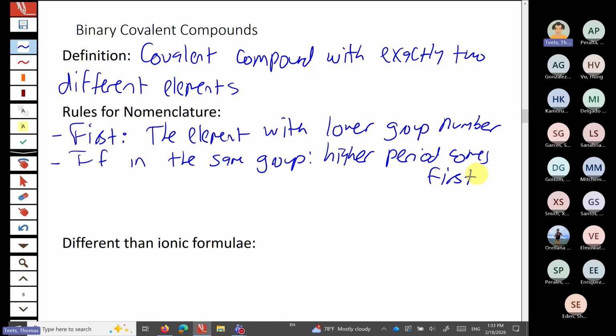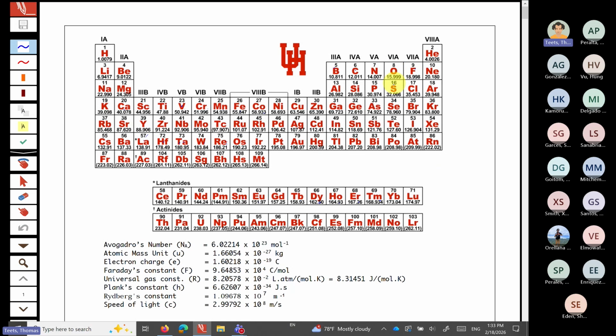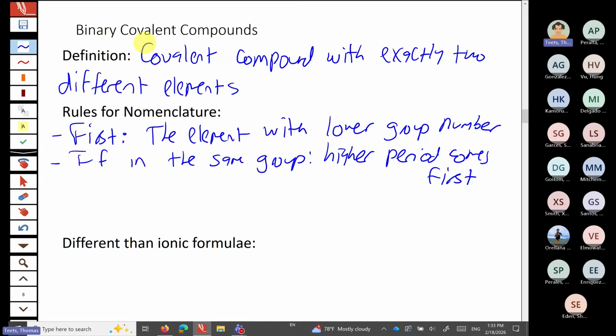I don't have a periodic table here, but I'll show you. You don't believe me. So again, sulfur right here, oxygen right here. Oxygen is a higher period number. It's further down the periodic table. So that element would come first in the name of the formula. So it's SO3, not O3S. And the name would be sulfur trioxide, not trioxide sulfur. And similarly, IF5, we put iodine in the formula in the name first because iodine is further down the periodic table than fluorine. So that's the rule that you follow if they're in the same column of the periodic table.